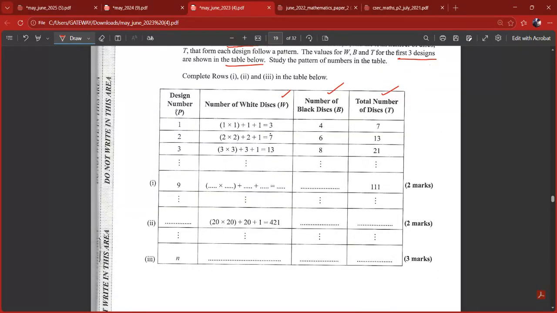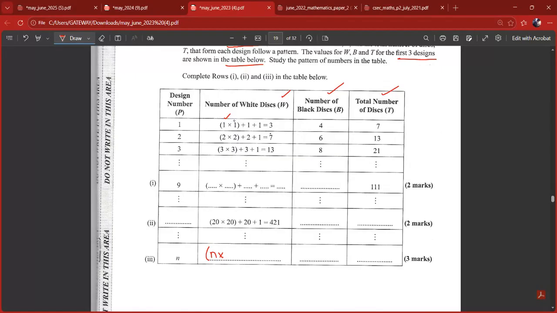Design number 1, 2, 3. Skip the 9. Skip the N. And then we have a little pattern here. So based on this pattern, I'm going to write the formula for N. For the number of white disks, this number is the same as the design number, the first number in the bracket. So open my bracket. Since that first number in the bracket is the same as the design number, it represents the design number, which is N.